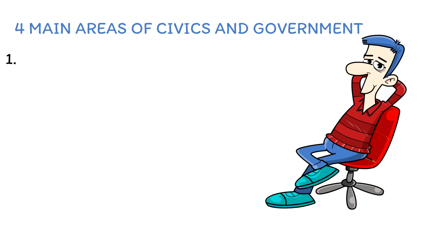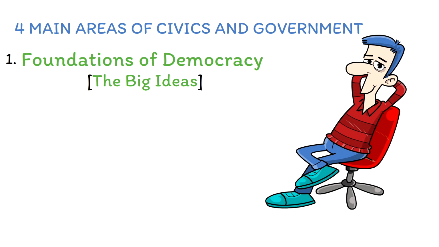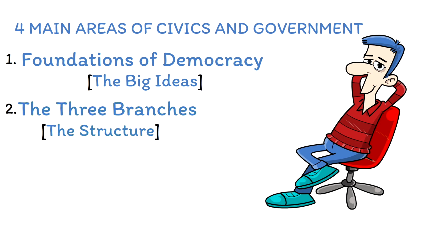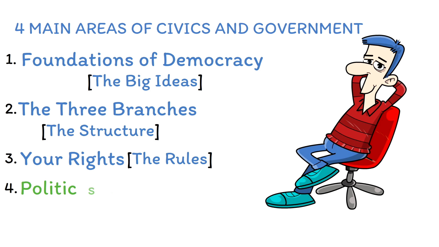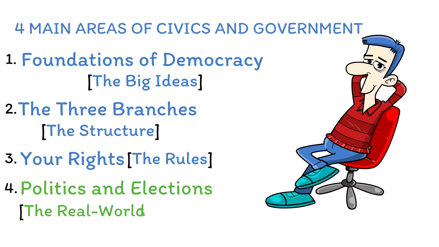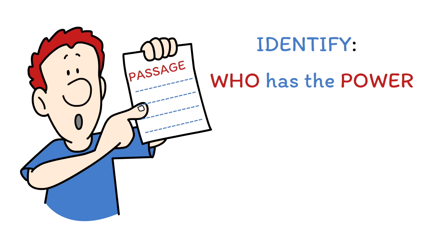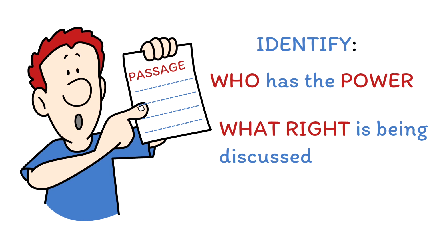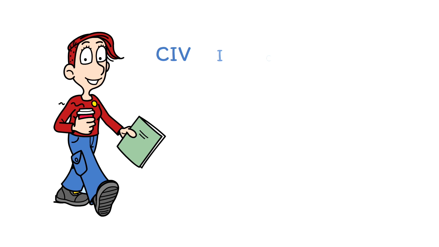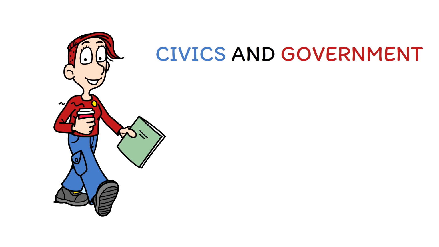1. Foundations of democracy, the big ideas. 2. The three branches, the structure. 3. Your rights, the rules. 4. Politics and elections, the real-world game. See? It's not so bad. It's not about memorizing facts. It's about understanding the system. If you can read a passage and identify who has the power and what right is being discussed, you will be in perfect shape to master this half of the GED Social Studies test.